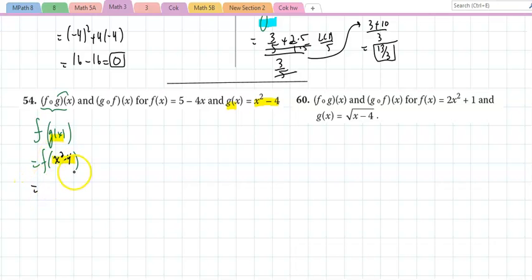And what does it say now? It says go to the function f. There's f. Wherever you see an x, replace that mess in it. So that will be 5 minus 4, and in place of that x, I'm going to replace x squared minus 4. If I clean that up, distribute the negative 4, that's going to be negative 4x squared plus 21.